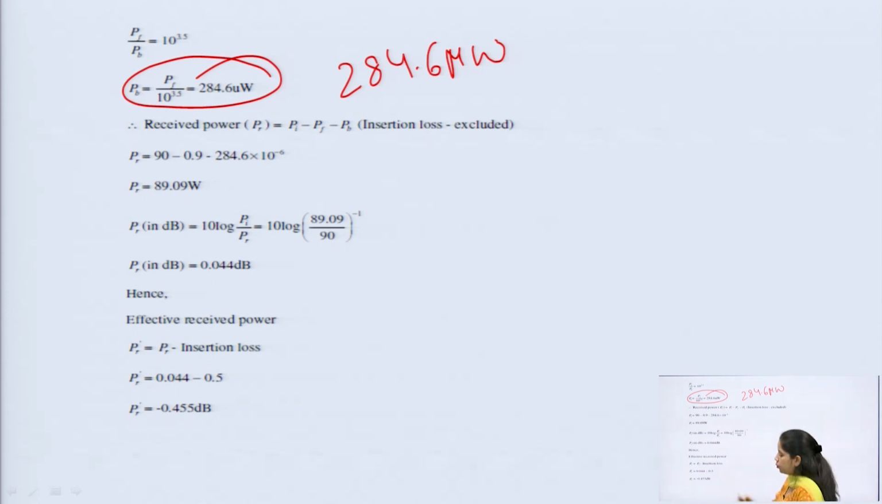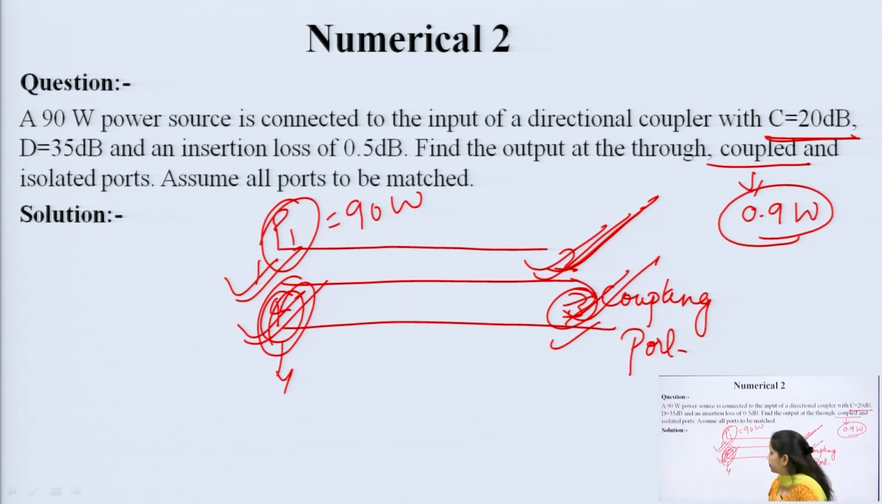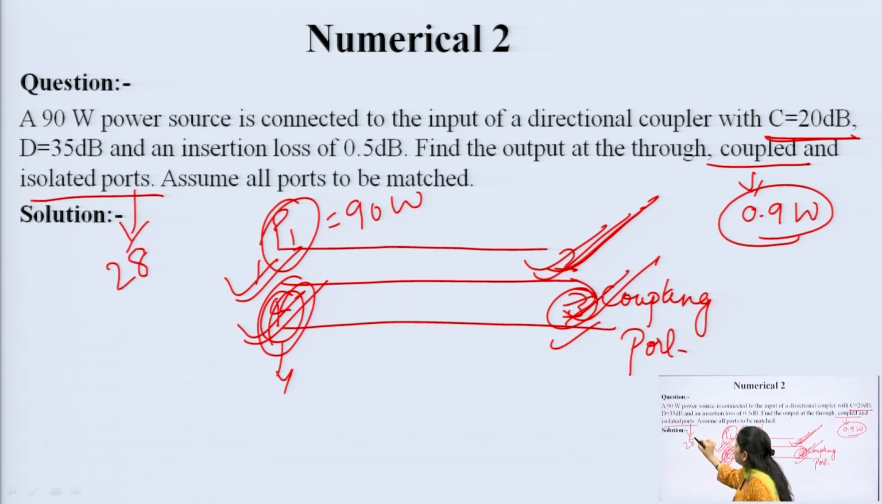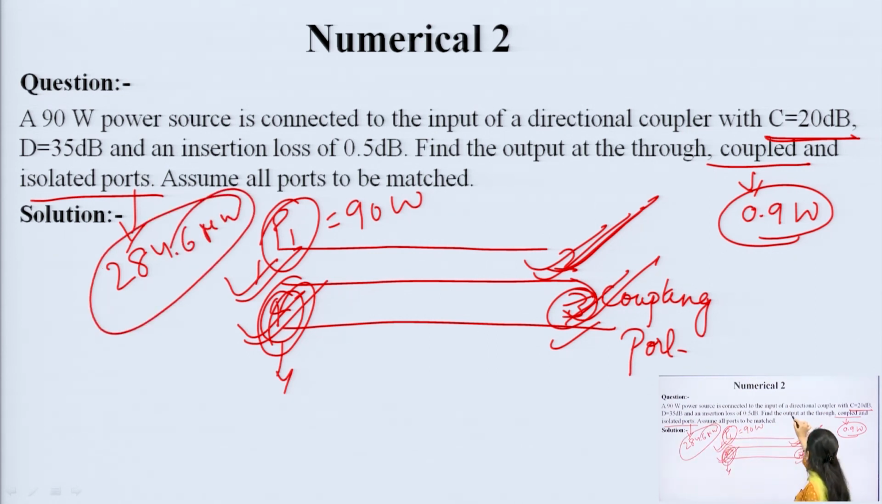So, 284.6. Isolated port Pb, 284.6 microwatt. Now we have to find out the power at the through output, that is our port 2.